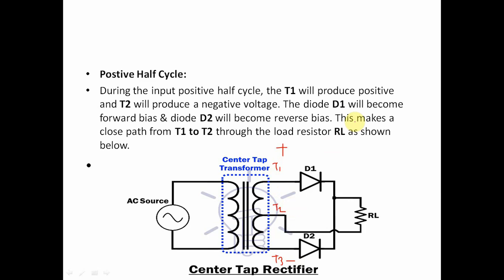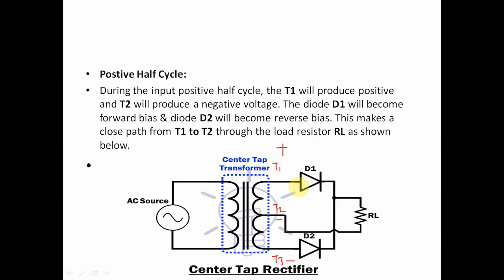T1 is positive with respect to T2 or T1 is positive with respect to T3; both have the same meaning. So during the positive half cycle, T1 is positive and T3 is negative, as well as T2 is also negative.